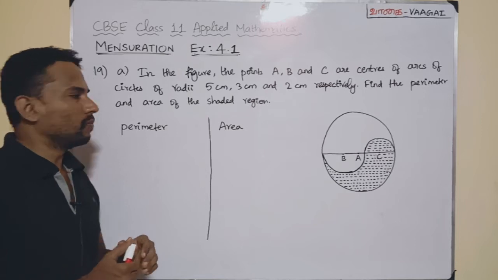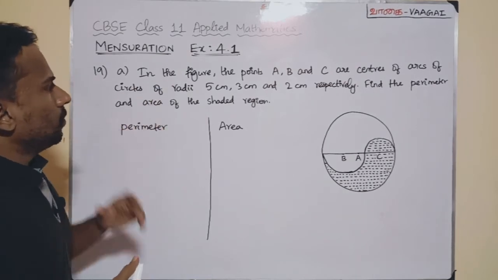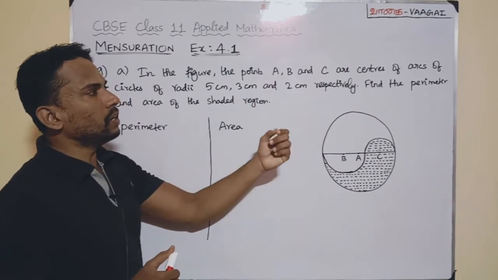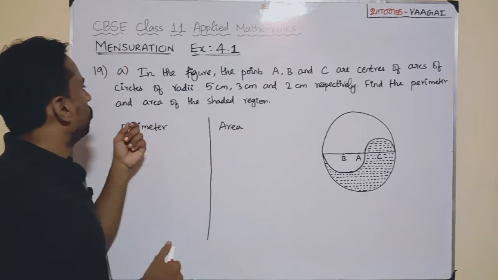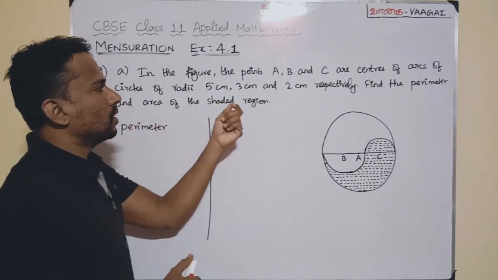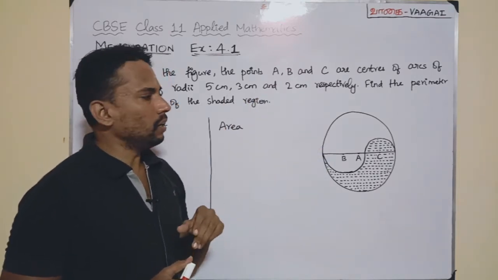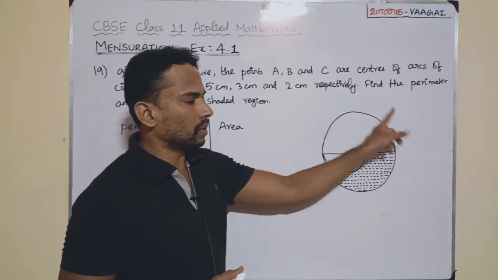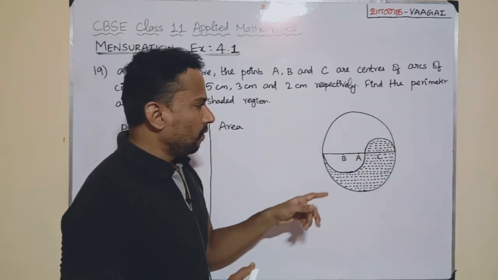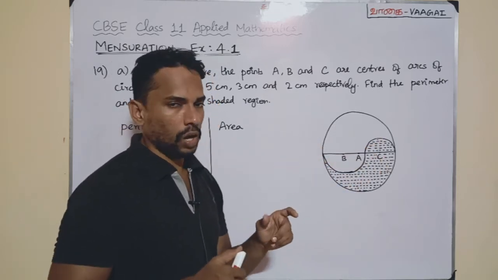Now next we have question number 19, subdivision A. In the given figure, the points A, B and C are the centers of arcs of circles of radii 5 centimeter, 3 centimeter and 2 centimeter. Now let us see the given figure. Now we can see a big circle here. Yes. And also inside that we have a shaded portion. Let's carefully observe the shaded portion, how it is.